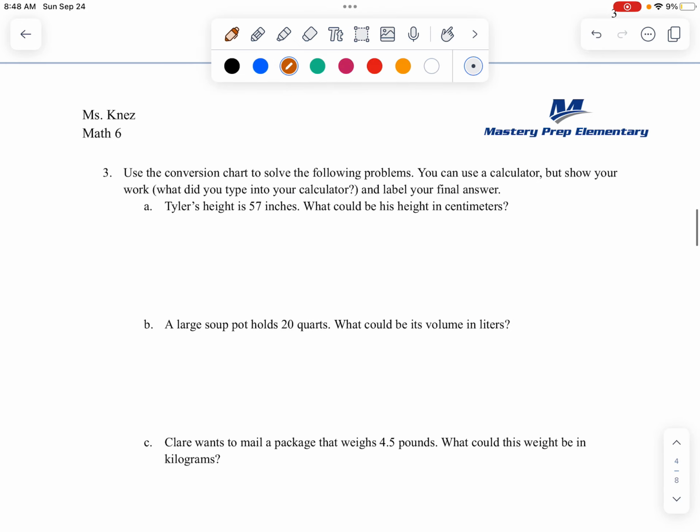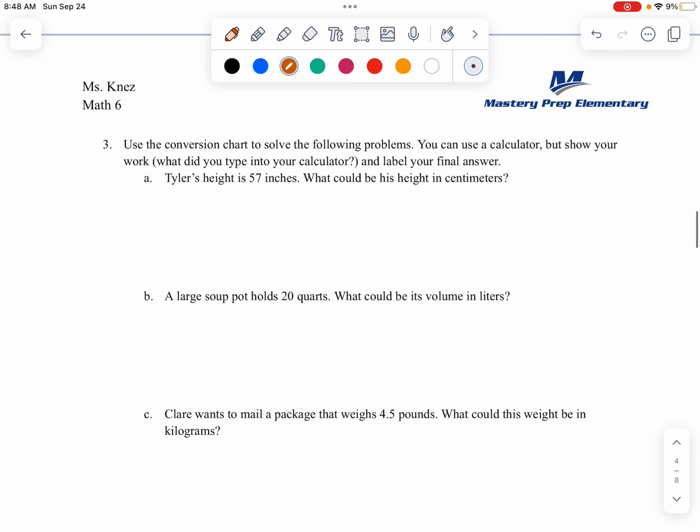Finally, on Tuesday, you'll be working on question 3. Question 3 is similar to question 2, but we now have word problems. The directions didn't change. But let's look at A as an example. Tyler's height is 57 inches. What could be his height in centimeters? Again, you want to scroll back up to that unit conversion chart so that you can see how many centimeters there are for each inch, because we're working on a conversion between centimeters and inches.